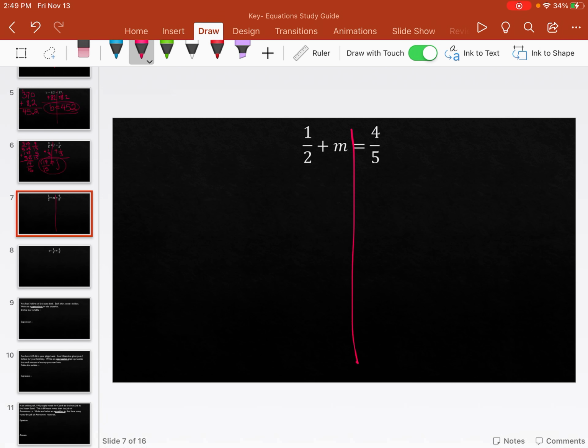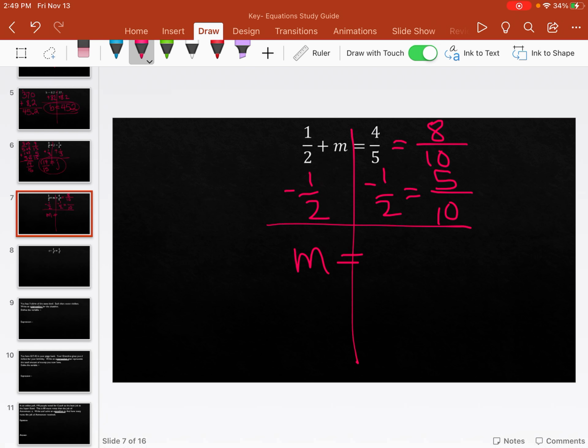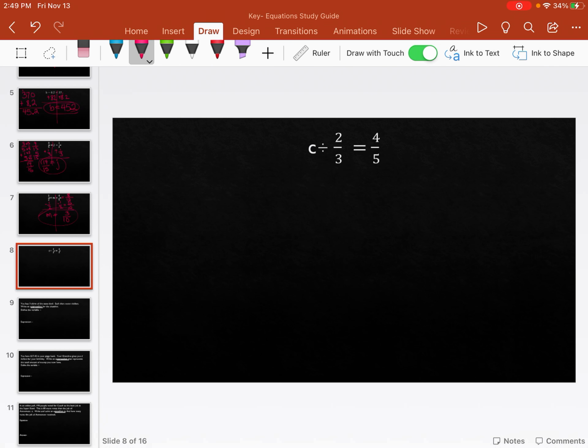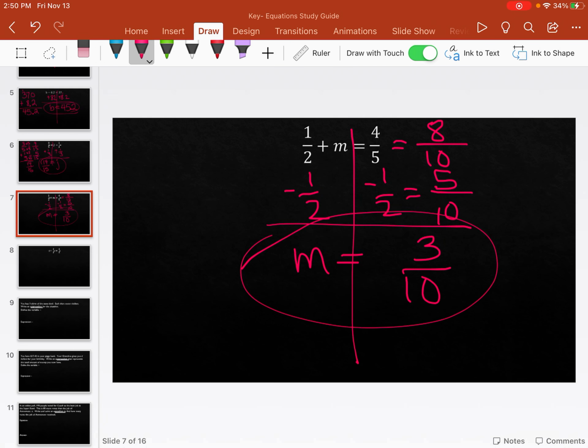This one, we are adding 1/2, so we're going to subtract 1/2 from both sides. M by itself. A common denominator is 10 times 2 times 2 times 5 times 5. 8 minus 5 is 3/10. Make sure you got that one all filled in.